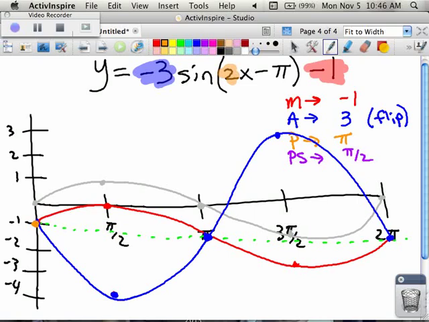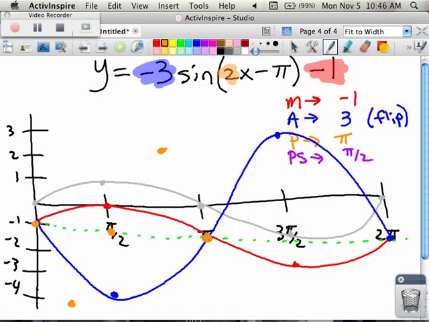but instead of having my first valley be at pi over 2, it's going to be in between pi over 2 and 0, which would be at pi over 4. Then I'm back to the midline at pi over 2. And then I hit my mountain, not at 3 pi over 2, but halfway in between pi over 2 and pi, which is 3 pi over 4. Ooh, that was a bad visual on the last one. And then by pi, I come back down to the midline.